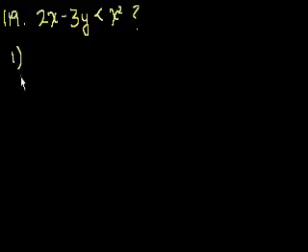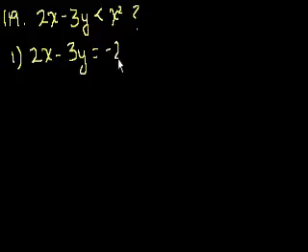Statement 1. 2x minus 3y is equal to minus 2. So they're telling us that the left-hand side of this original equation is equal to minus 2. So now this question, if we take statement 1 into consideration, it boils down to, is minus 2 less than x squared? So at first you might be saying, oh, I don't know what x is.